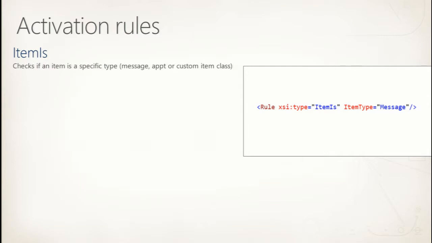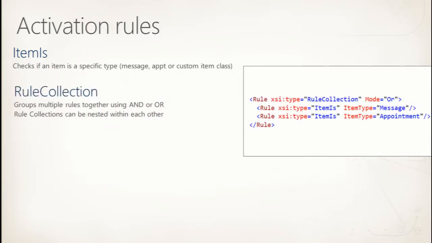But what if we want to make a slightly more complicated rule? Well, then we can use a rule collection. A rule collection is simply a way to group multiple rules together. You can use the operator OR or the operator AND, and you can nest multiple rules within each other.